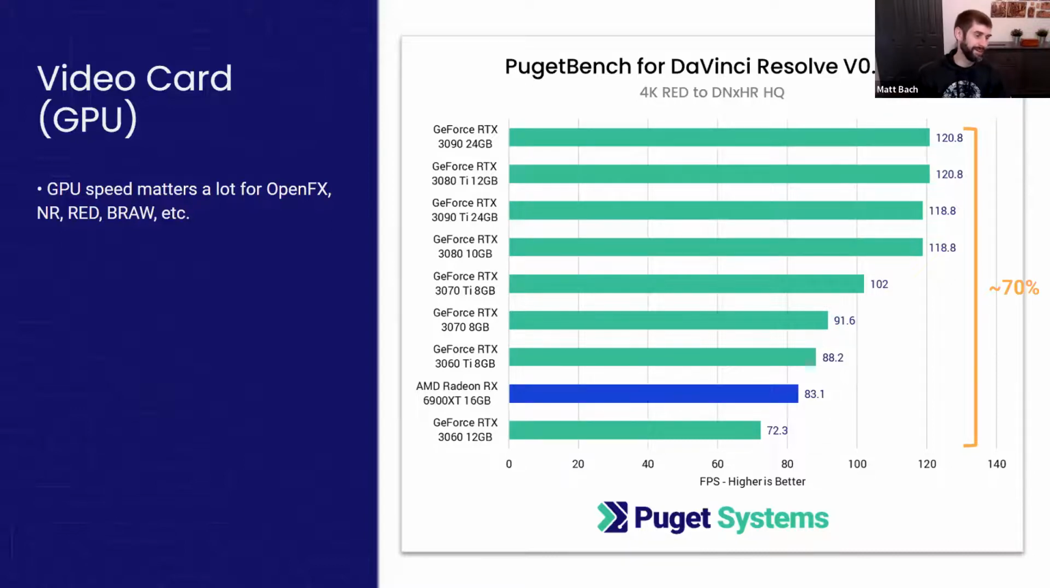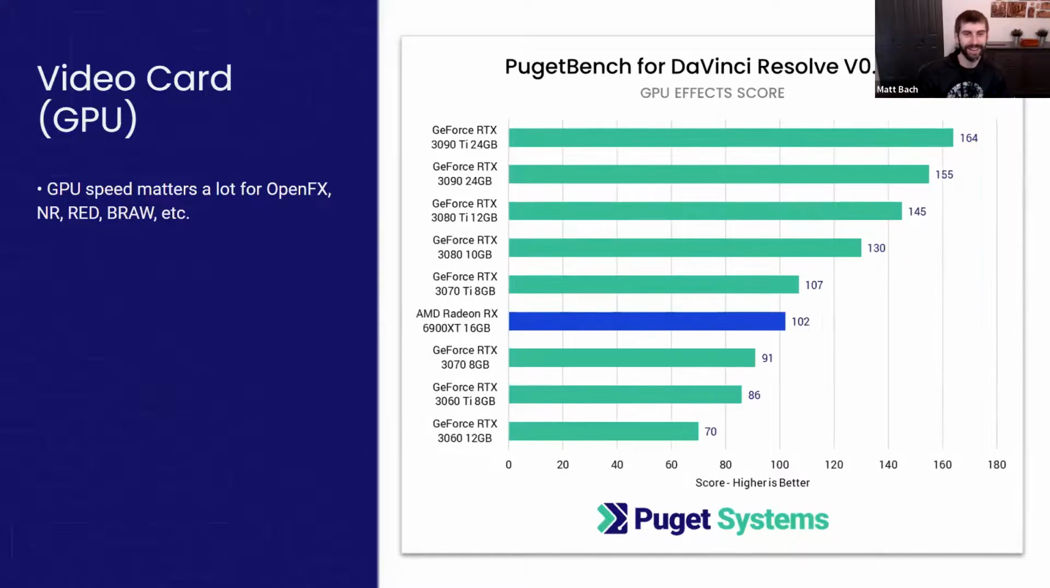And I will point out again, poor AMD, that's their highest end Radeon card. The Radeon Pros are about the same in terms of performance or a bit lower. And it's equivalent to like a 3060 Ti, so not terribly great. GPU effects: this is looking at a bunch of OpenFX and noise reduction again. We test a bunch of that stuff and throw it all together into this one score. And here it's even more of a difference. You're looking at almost a 2.5 times increase. So the more you do things like RED, BRAW, noise reduction, and OpenFX, the more the GPU is going to come into play and give you higher and higher performance. So, yeah.